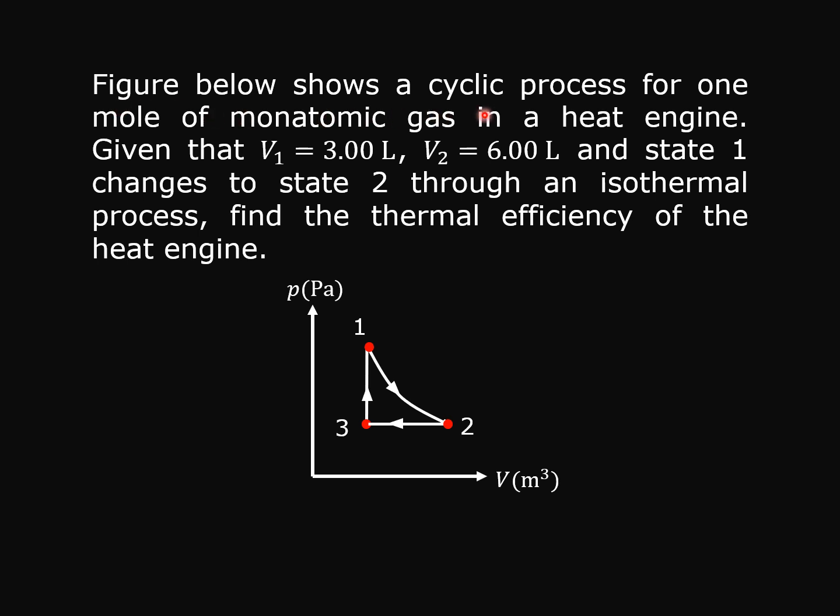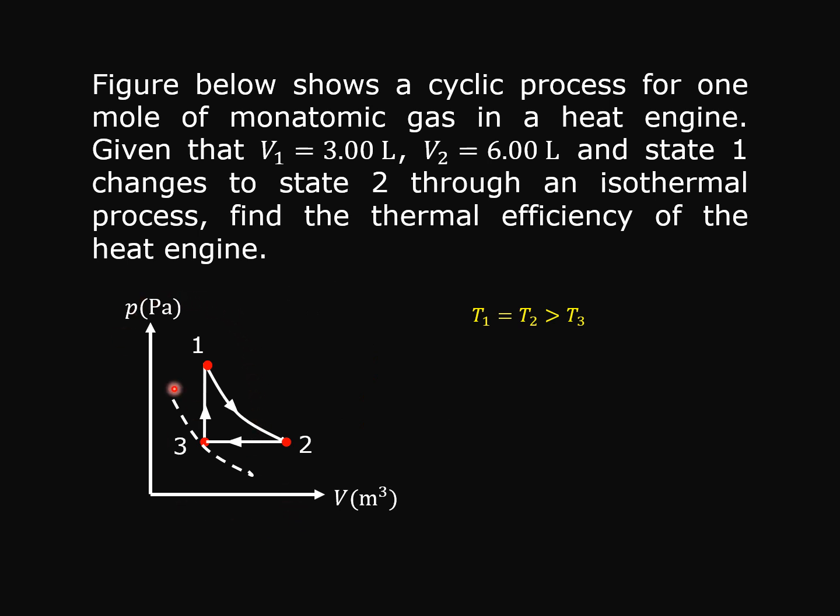Figure below shows the cyclic process for 1 mole of monoatomic gas in a heat engine. Given that V1 equal to 3 liter and V2 equal to 6 liter, and state 1 changes to state 2 through an isothermal process. Find the thermal efficiencies of the heat engine.